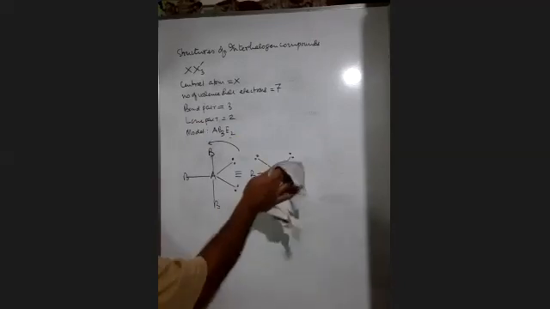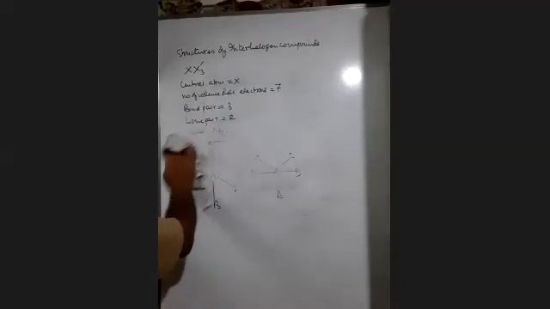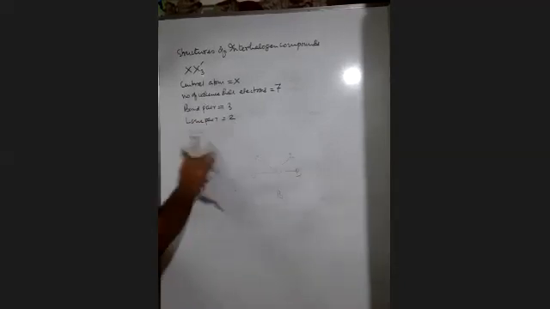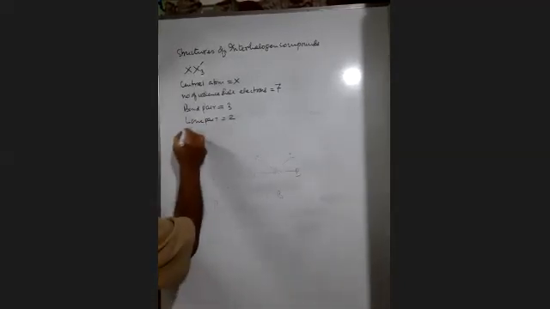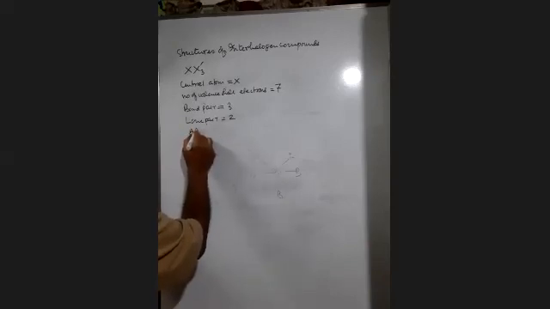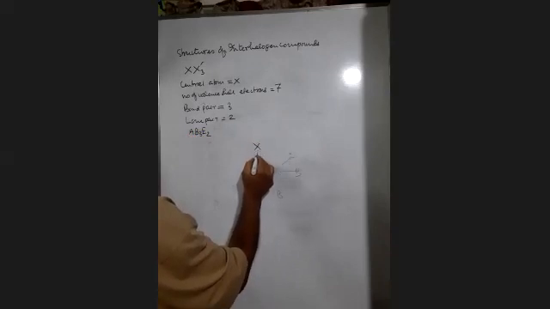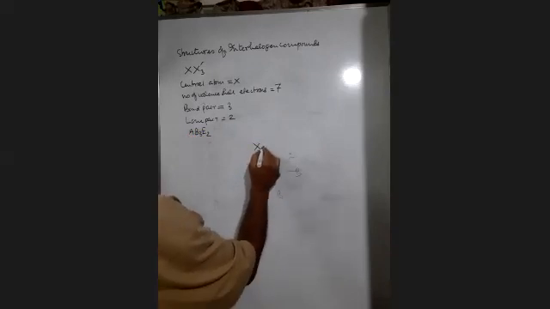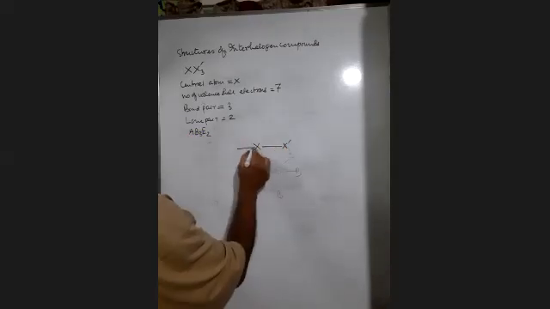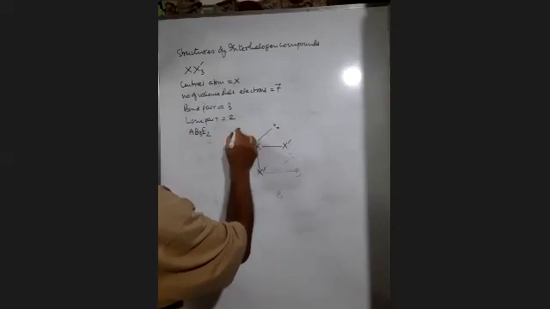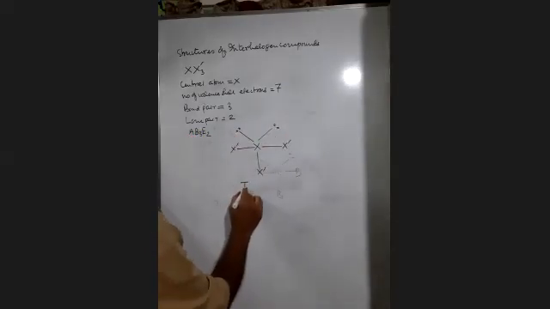So let me now remove it. I'll write here now. It is AB3E2. Means what? How will it look? See here, this is the central atom. This is X prime, this is X prime, this is X prime. And these are the lone pairs. As they are not visible, it is T-shaped.